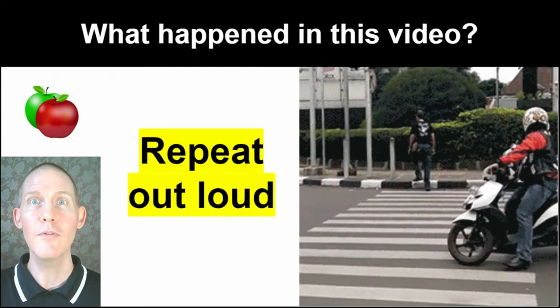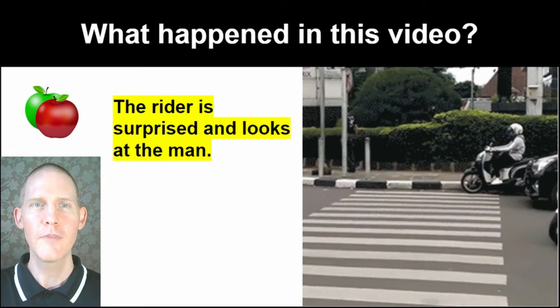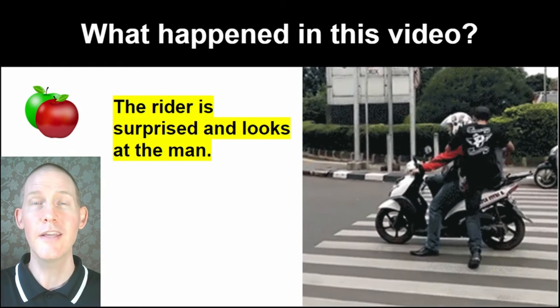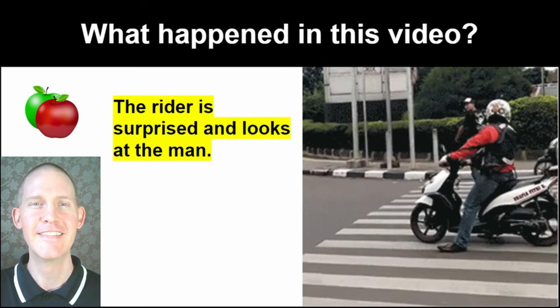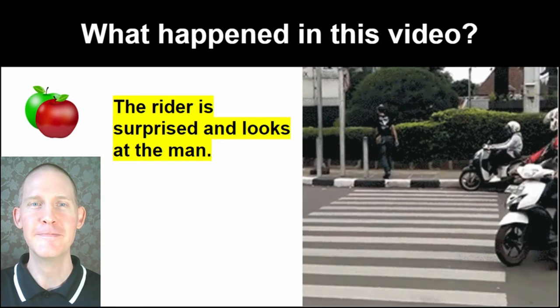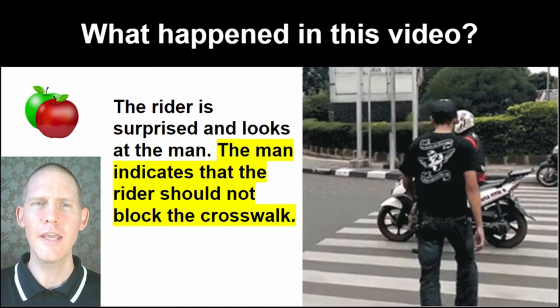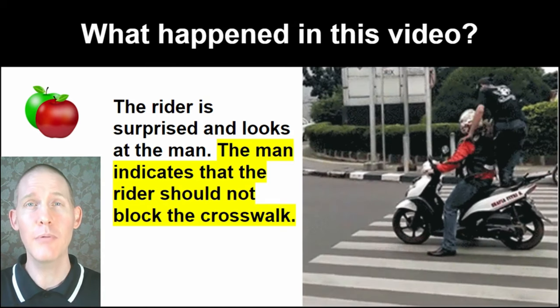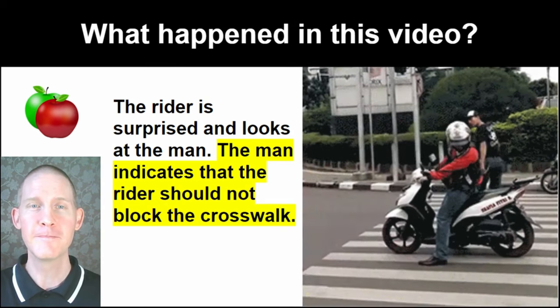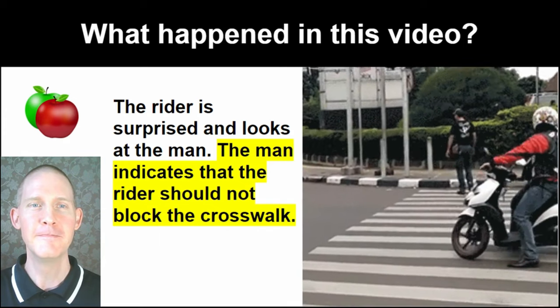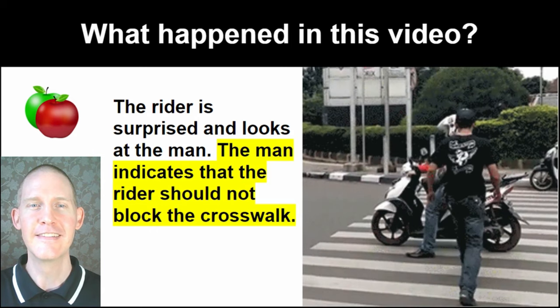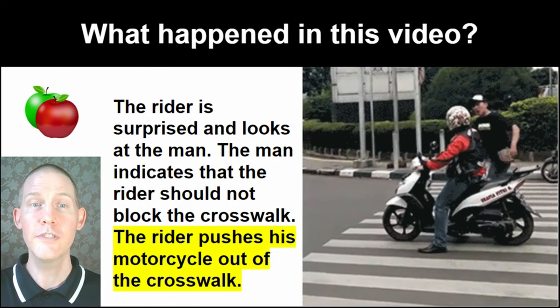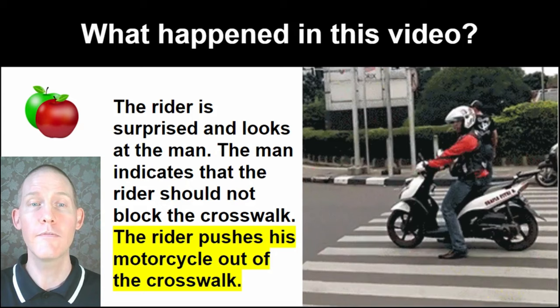Okay, repeat out loud. The rider is surprised and looks at the man. The man indicates that the rider should not block the crosswalk. The rider pushes his motorcycle out of the crosswalk.